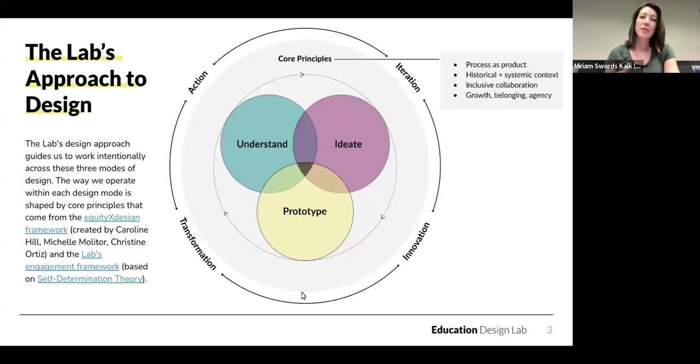In the lab's design approach, the way that we operate effectively within each of these three design modes, understand, ideate, and prototype, is shaped by our core design principles. These serve as lenses that we can look through to inform how we do all of our design work.